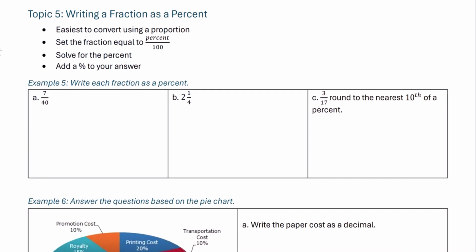The easiest way to write a fraction as a percent is to convert using a proportion. We'll set the fraction equal to percent over 100 and then solve for the percent. Finally, we add on the percent sign.